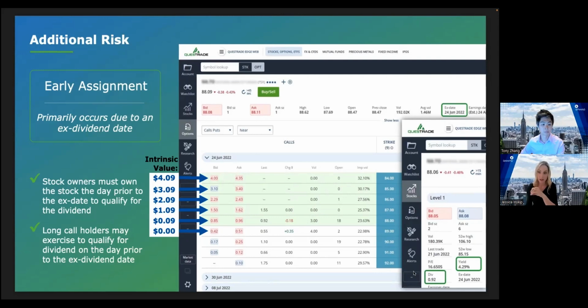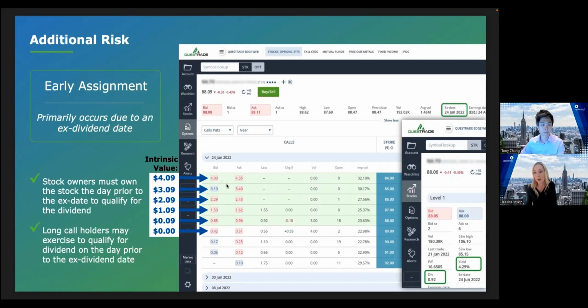Your probability of early assignment is extremely high in this scenario because they could exercise their option, buy at 84. They still are going to retain that capital appreciation of $4.09, and they're going to receive their dividend of 92 cents. So the math that you do there is you take the intrinsic value plus the dividend amount. If closing your option equals less than that, you are very likely to be assigned.